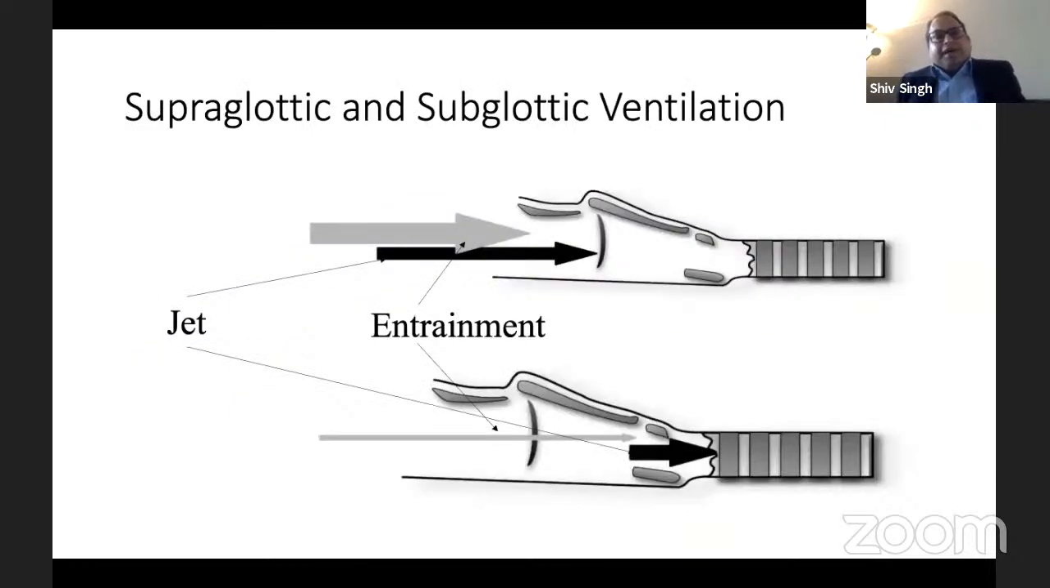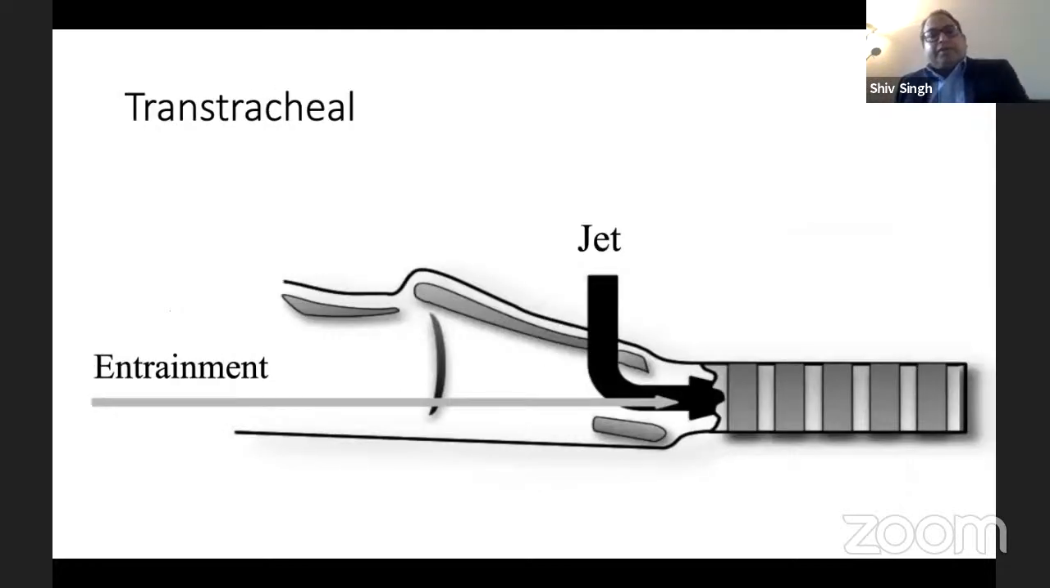So these are a few diagrams of how the gas entrainment occurs and how much it is. If you have a supraglottic ventilation, then you can see there is a significant amount, the large gray and small gray arrows. The dark black arrow is the jet. In the supraglottic approach, there is greater air entrainment as compared to subglottic ventilation. And if it is transtracheal, again, the entrainment is much less.